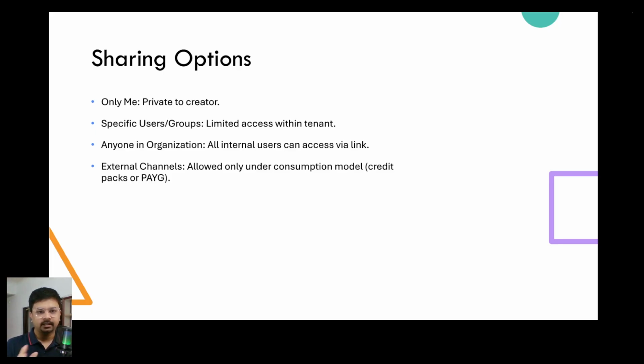And the last one is external channels. When you build a Microsoft Copilot agent, you have lots of channels available. By default, for internal purposes, you can set it on SharePoint, Teams, or Microsoft 365 Copilot. But there are also other channels like an external website, WhatsApp, Telegram, ServiceNow. Here also you can publish your agents.